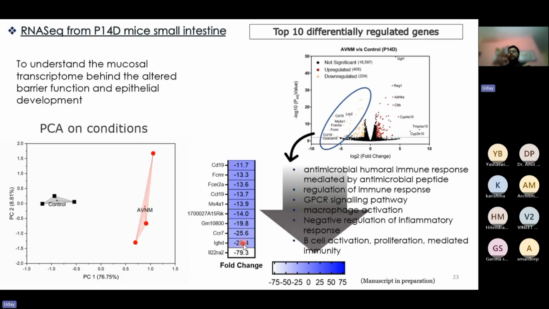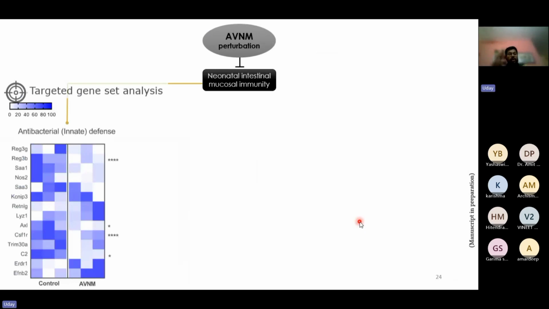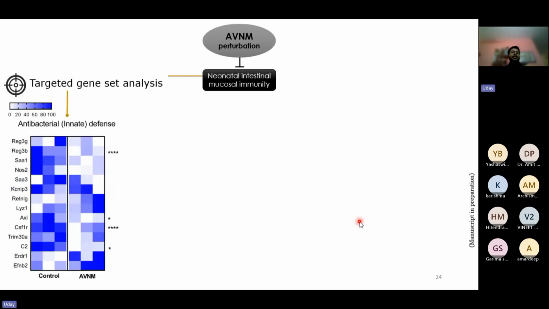And when we searched for the function of these genes, they indicate a role in immune cells, like immune mechanisms such as B cell activation, antibacterial immune response, and macrophage activation. So gut microbiome perturbation-mediated immune-related functions are also getting dysregulated. Next, from our RNA-seq data, we did a targeted gene set analysis, because we know from our study that the Paneth cell population is depleting, and Paneth cells have an enormous role in antibacterial peptide production and innate immunity.